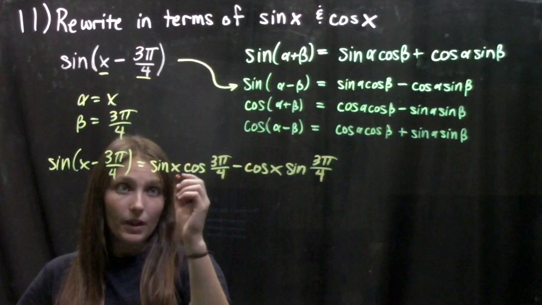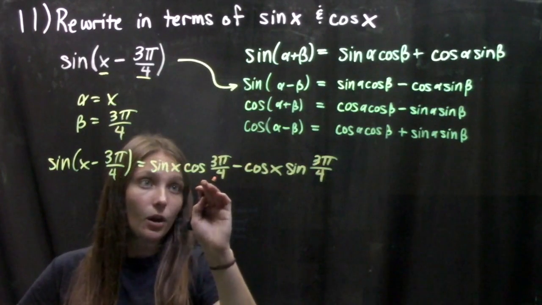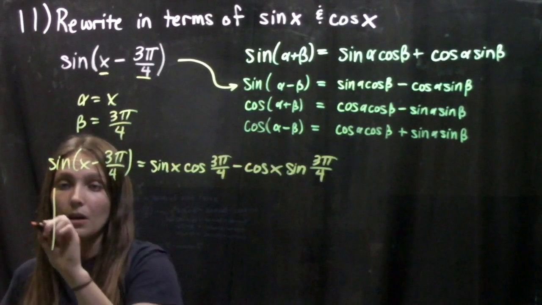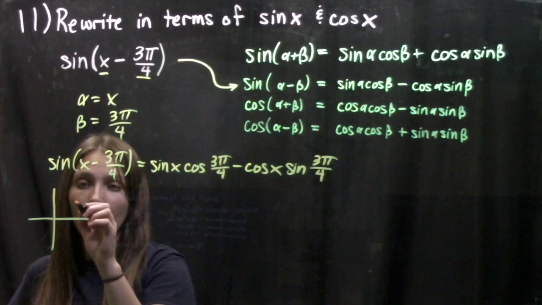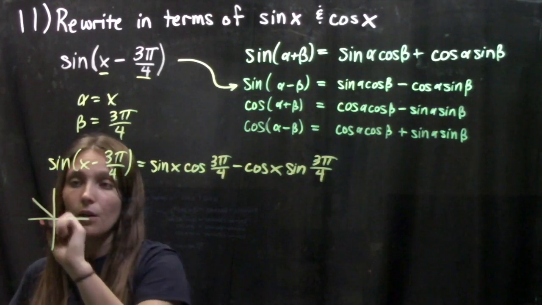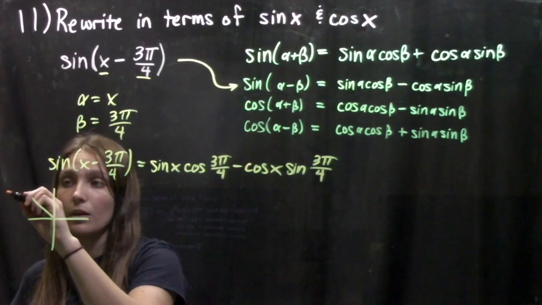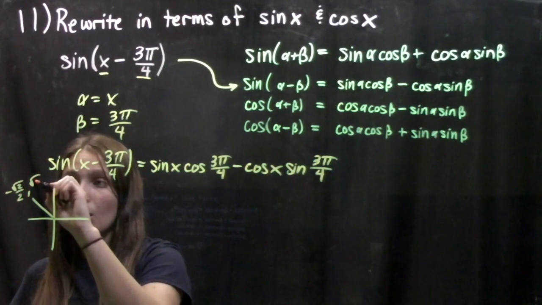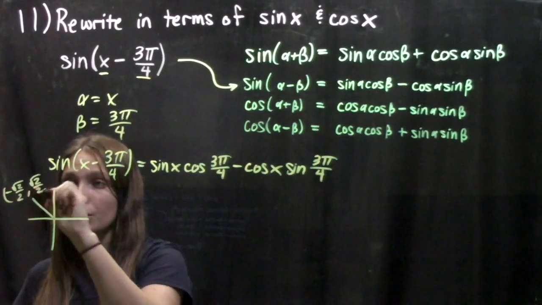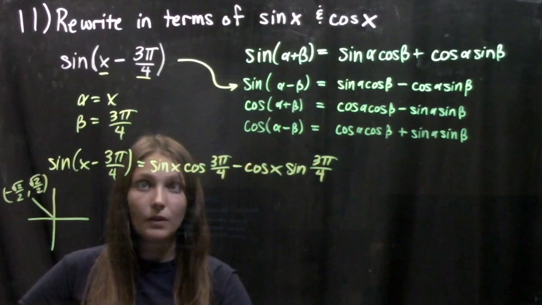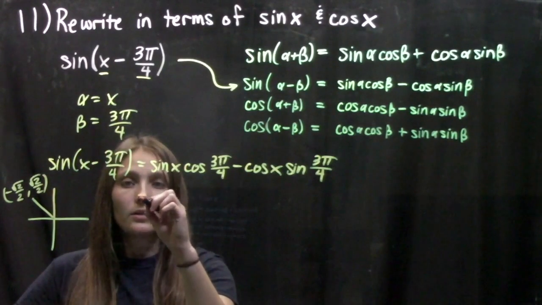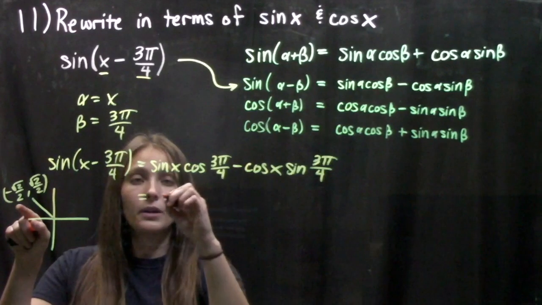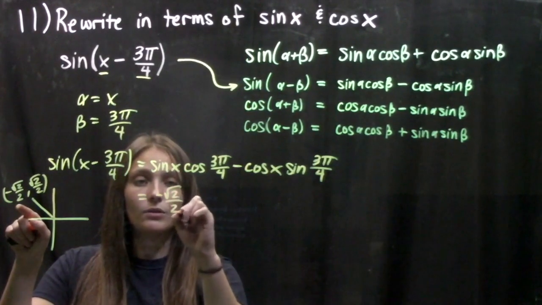So we've got the sine of x, that can't be simplified more, but the cosine of 3 pi over 4 we do know. And if we know our unit circle, we've got pi over 4, 2 pi over 4, then we've got 3 pi over 4. So our point at 3 pi over 4 is going to be negative root 2 over 2, comma root 2 over 2. And that's from our unit circle. So then our cosine of 3 pi over 4 is negative root 2 over 2.